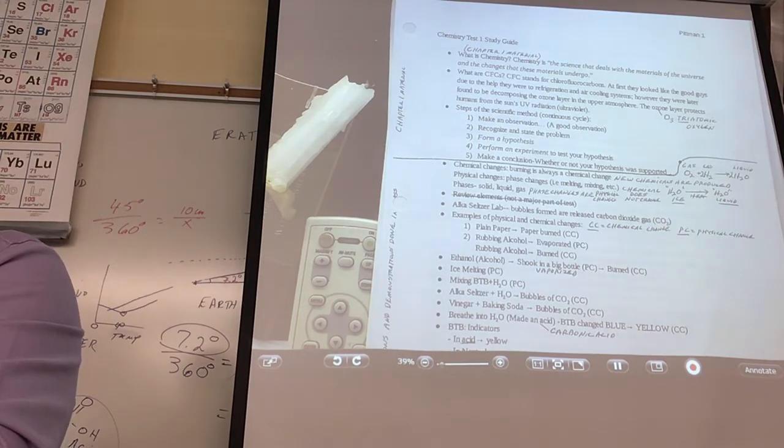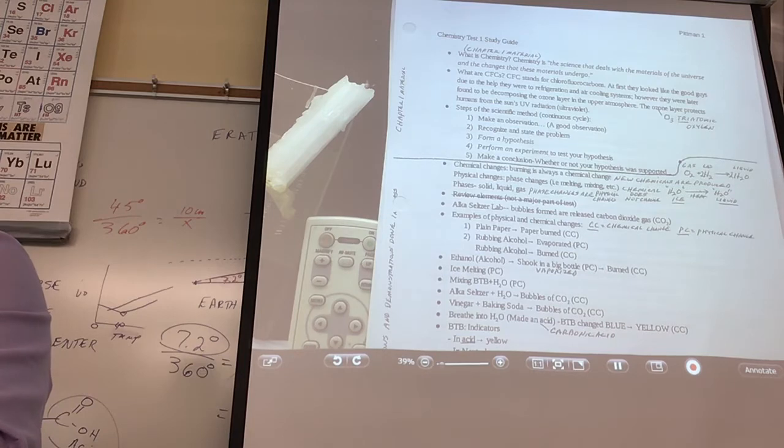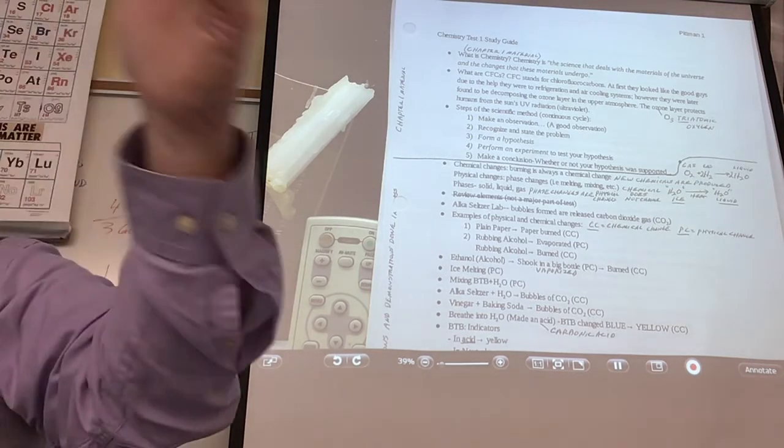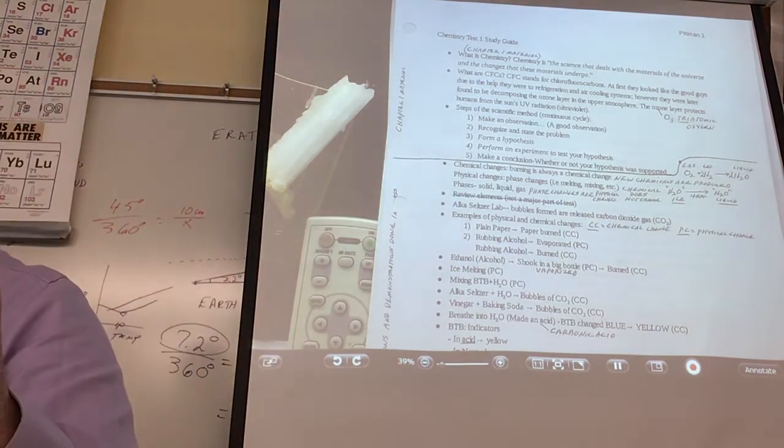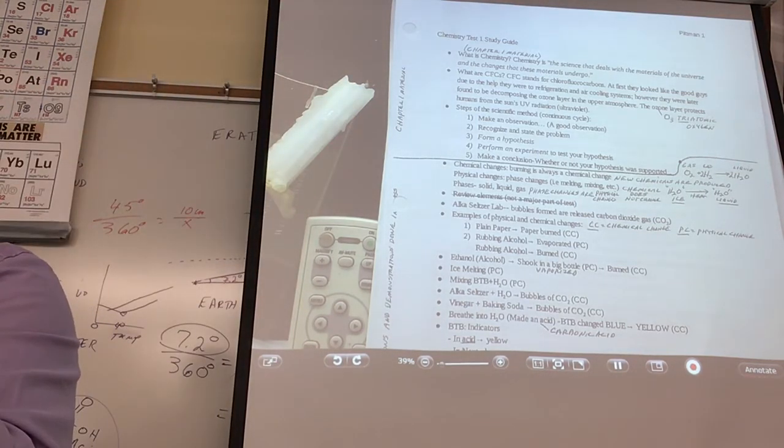What if I put Alka-Seltzer in BTB water? What happened? I need everybody to speak up so I can hear you real well, because I'm trying to review real quickly. If I put BTB in water with Alka-Seltzer, what happened to the BTB? It went to yellow. Why? What is it about the carbon dioxide? And the person that blew in the water, the same thing happened. You blew carbon dioxide in the water, and you formed what?